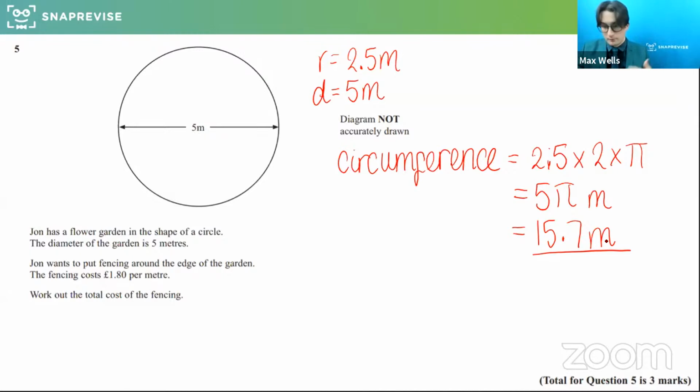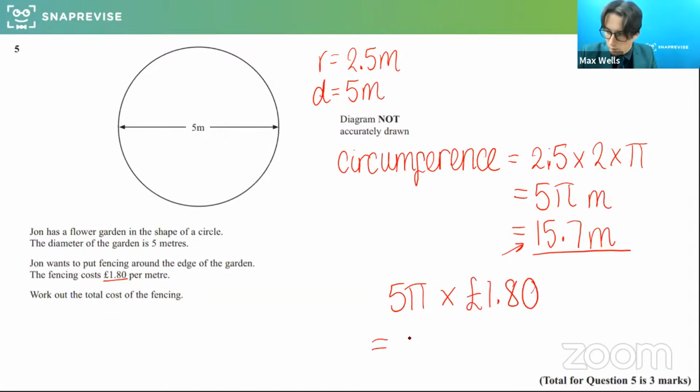That is the circumference. Remember the special name for the perimeter of this circle. But now I know that the cost is per meter, so that's handy. It's £1.80 per meter. So all that's left to do is multiply those values together. That's how many meters there are. That's the cost for every meter. So if I multiply them together, 5 pi, or 15.7, times £1.80, that will come out as £28.27. So very well done if you got that.